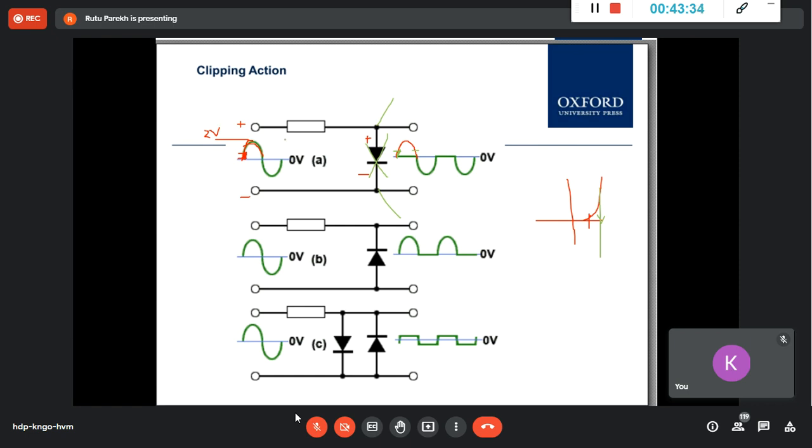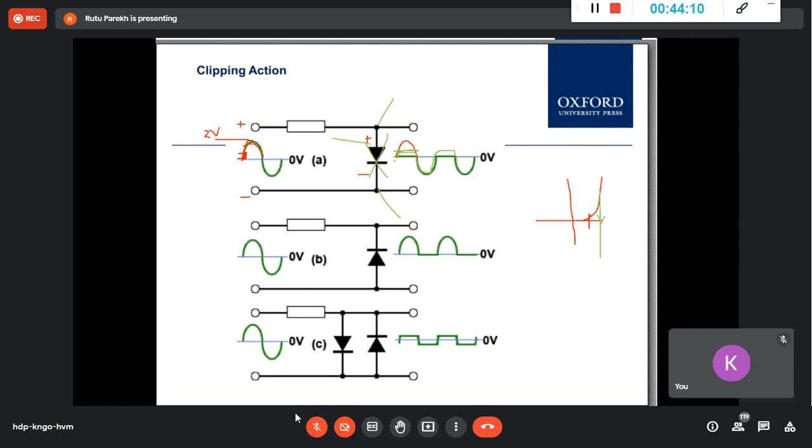What will change is this current I. If this is 100 volt, then (100 minus 0.7) divided by R is the current flowing. If this is 10 volt, then (10 minus 0.7) divided by R is the current flowing. But the voltage drop here is 0.7 volt. So from 0.7, if you go to 1 volt, 2 volt, and again come back, it is 0.7 volt, and then again the same thing.